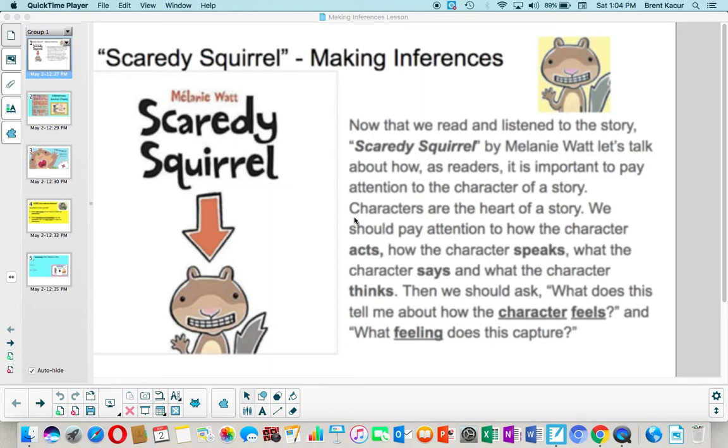What does this tell me about how the character feels? How did Scaredy Squirrel feel in this story? And what feeling does this capture?